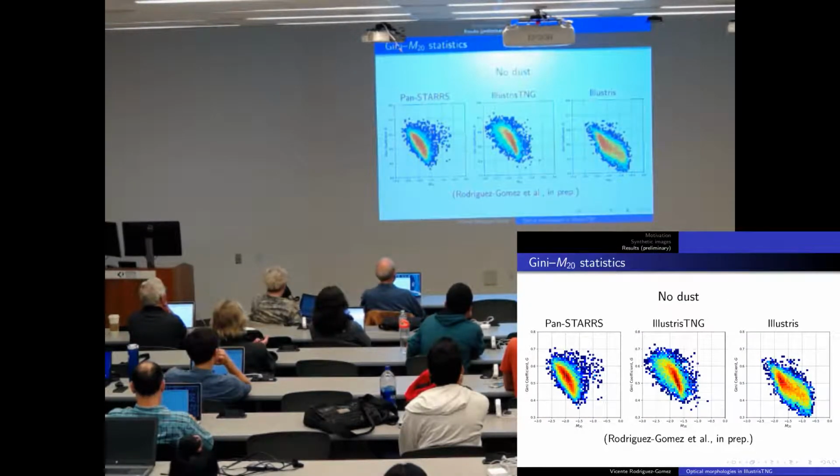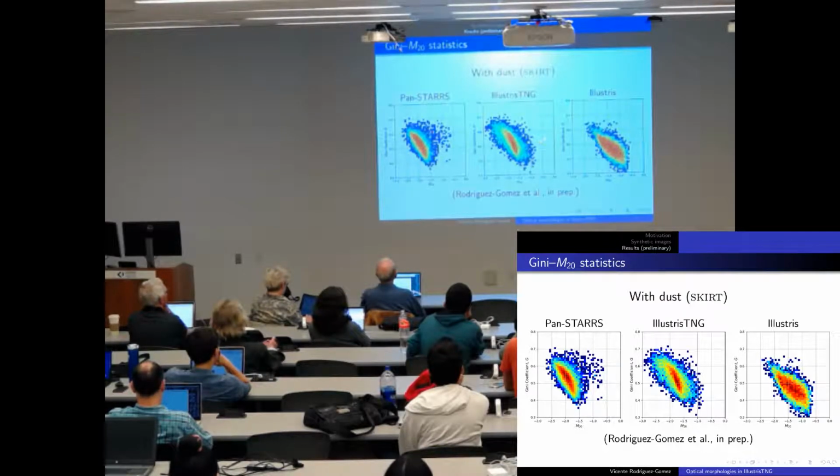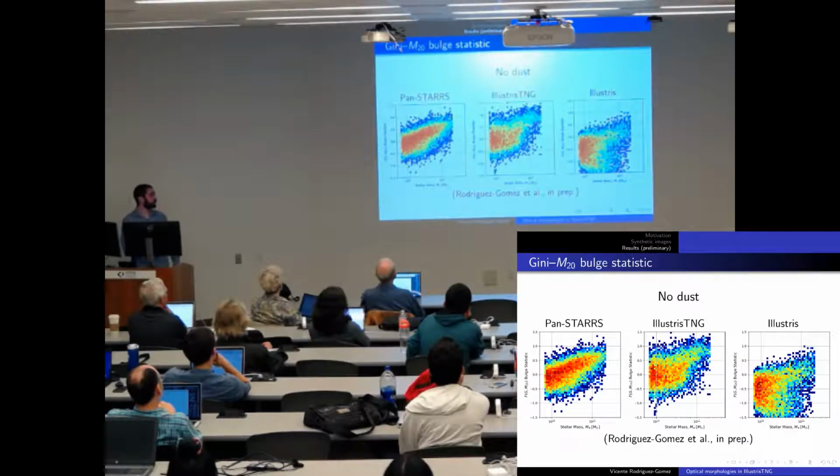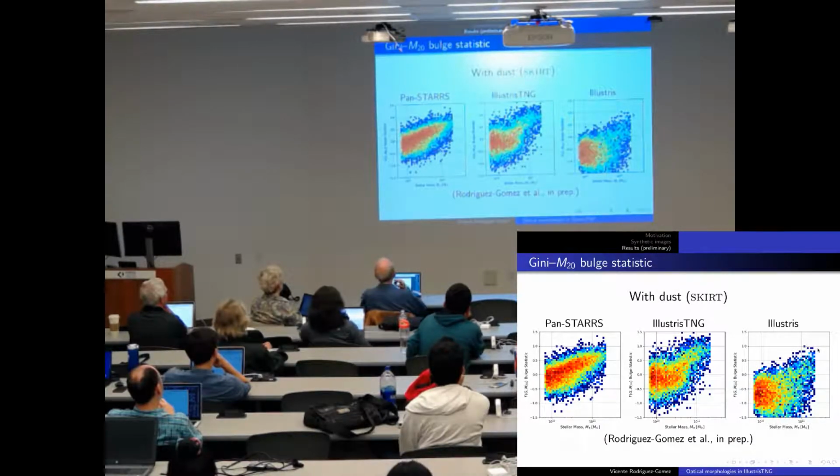This is the Gini-M20 diagram. You have a similar situation. So with no dust, galaxies move a little bit lower in Gini and higher in M20. And then if you measure a quantity along the main locus of the Gini-M20 diagram, something we call the Gini-M20 bulge statistic, then you get this, and it's very similar to the Sersic index. And you find the same behavior. Once you add the dust, then galaxies become a bit less concentrated at low masses.